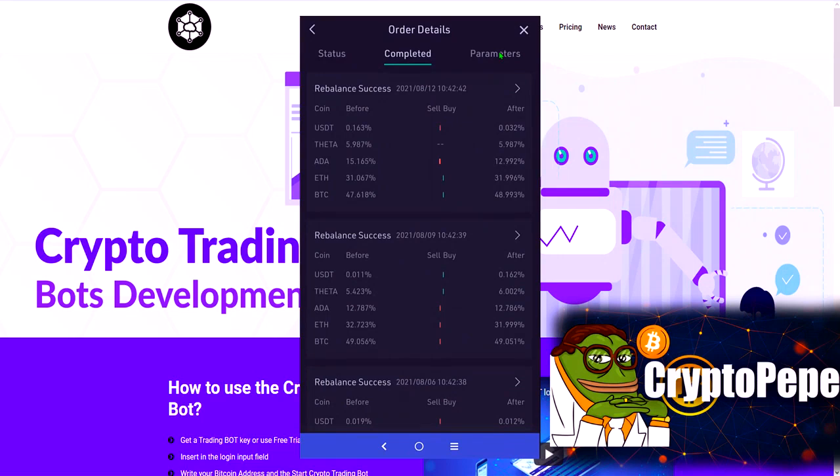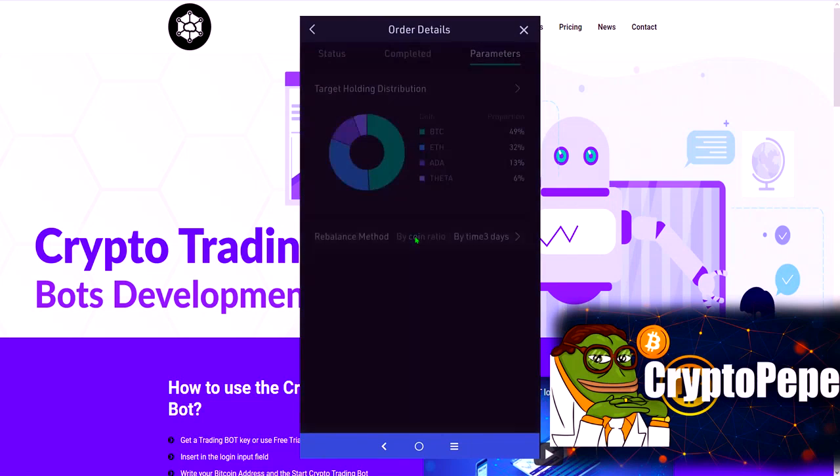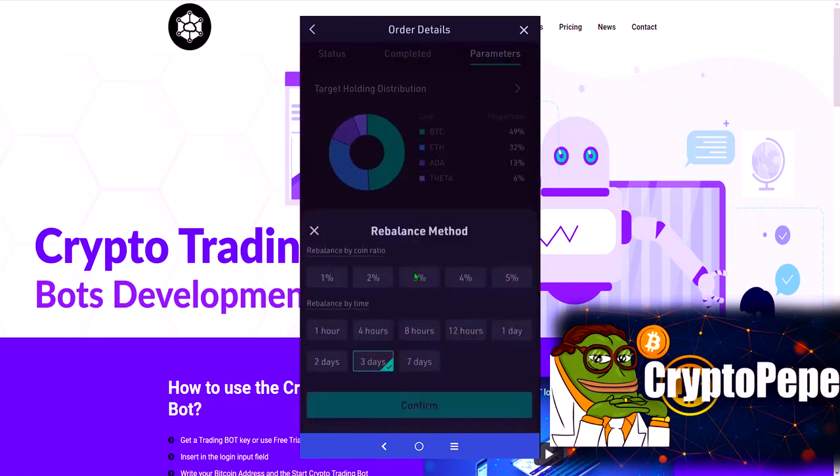Originally, when I configured this bot, I had it set up to rebalance based on a ratio. And that ratio was 3%. Anytime a coin reached a 3% profit, it would rebalance to the other coins. However, after a month of pretty much no action, I changed that to every 3 days. So over the last 15 days, that is why I've had 5 successful rebalances. And that's because every 3 days, the bot is rebalancing and redistributing the profit.